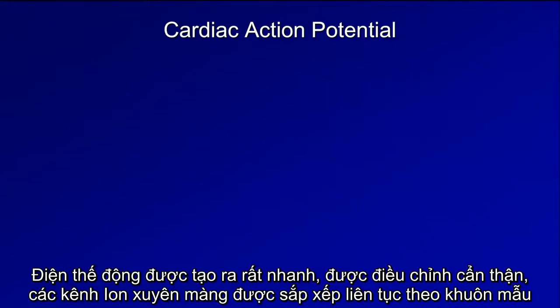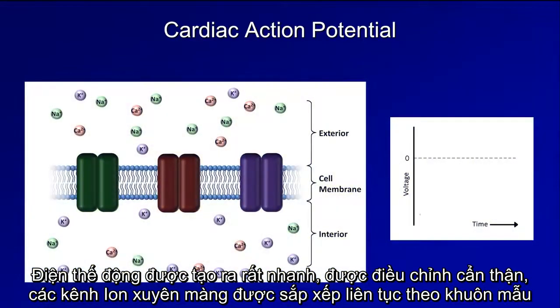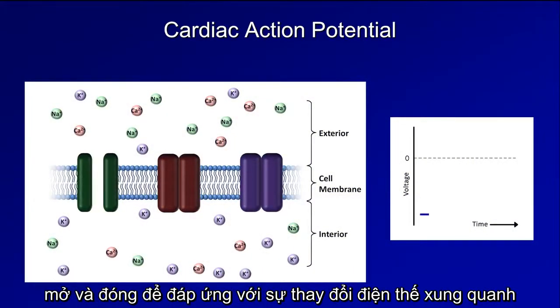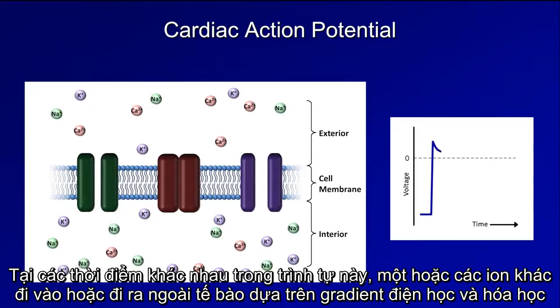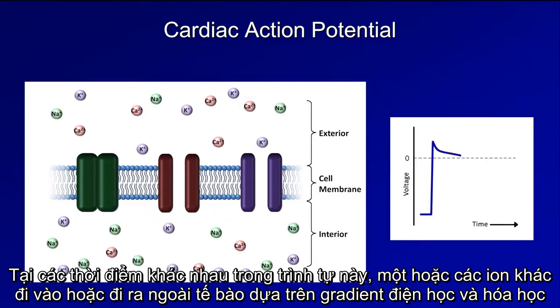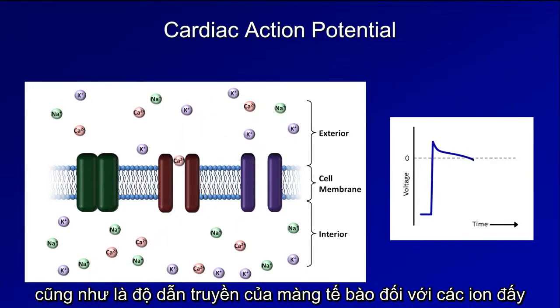Action potentials are generated by a very rapid, carefully regulated, stereotypical sequence of transmembrane ion channels opening and closing in response to changes in the surrounding electrical potential. At different points in time during the sequence, one or another ions are traveling into or out of the cell based on the electrical and chemical gradients, as well as the varying conductances of the membrane for those ions.